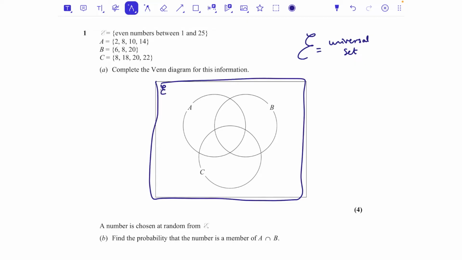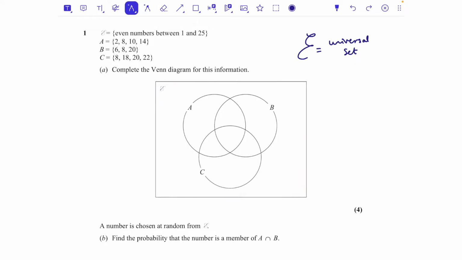We've got that funny squiggly E up there in the corner as well, and that is all the even numbers between 1 and 25. So 2, 4, 6, 8, 10, 12, 14, 16, 18, 20, 22 and 24. They are all the numbers in my universal set, and they all need to go somewhere inside that rectangle. So in A we've got 2, 8, 10 and 14. In B we've got 6, 8 and 20. And in C we've got 8, 18, 20 and 22.